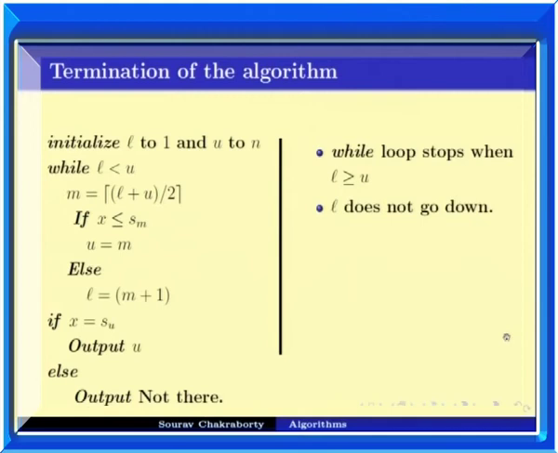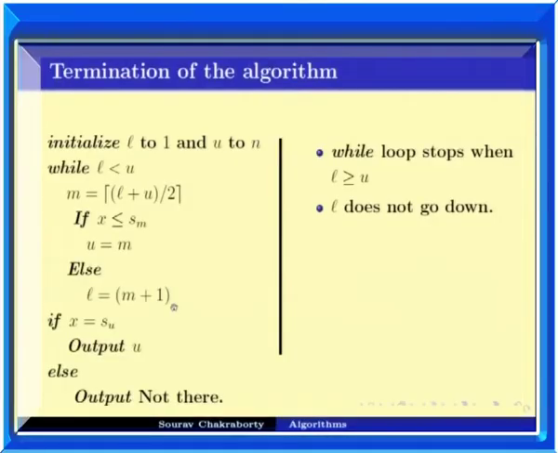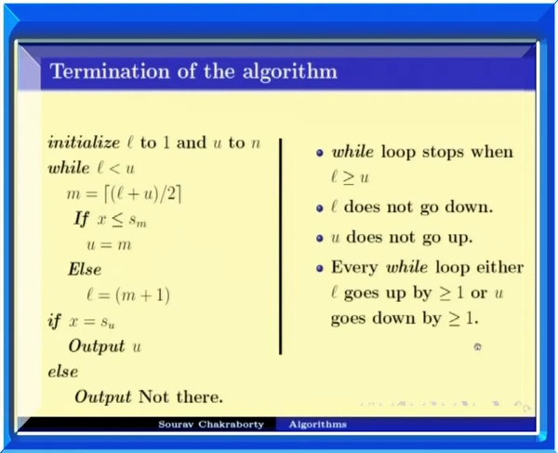Now, L never goes down, it starts from 1 and can only go up. It is like we are pushing this L up. The L goes from L to m plus 1, and m plus 1 is the middle of L and U. On the other hand, U, which is the upper boundary, can never go up, it can only go down, and in every step, every while loop, either L goes up by 1 or U goes down by 1.